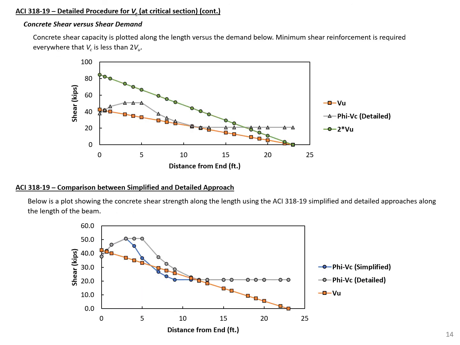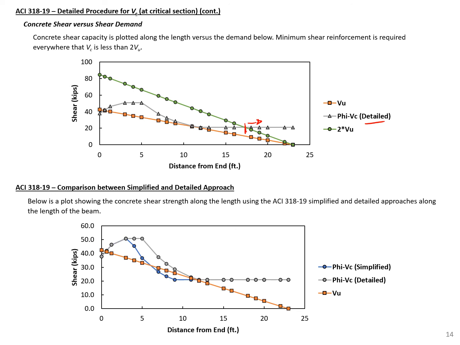Our next plot here is our concrete shear demand versus capacity using the detailed procedure. And you can see along the whole length here, outside of our critical section, our phi VC is always greater than VU, but about there we don't need minimum shear reinforcement anymore. So whenever our phi VC is greater than 2 times VU, we don't need minimum shear reinforcement anymore. Although it's good practice to provide it, just to make sure that we have a ductile response.